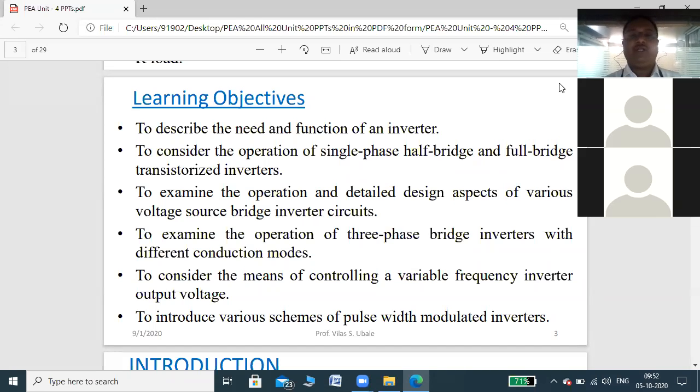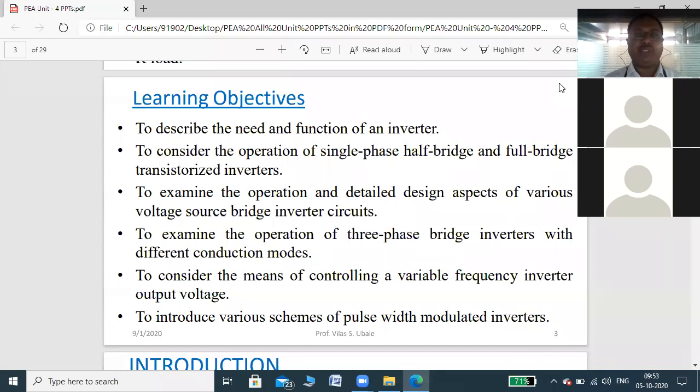So in industry, inverters are required for conversion of fixed AC to variable AC. It means fixed AC, what is called fixed frequency, to variable frequency. So that is the need. Variable frequency is required because we are using AC drives in industry. Basically, DC drives are more accurate for speed control, but the maintenance of a DC drive is very large.